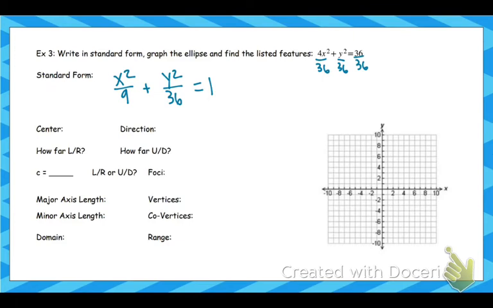All right, let's write our center. That's going to be 0, 0, because I'm not adding or subtracting anything. The bigger number is under the y, so it's vertical. Left and right, I'm going to move 3, because I square root the 9. Up and down, I'm going to move 6, because I square root the 36. So from 0, left 3, right 3, up 6, down 6. And that is my ellipse.